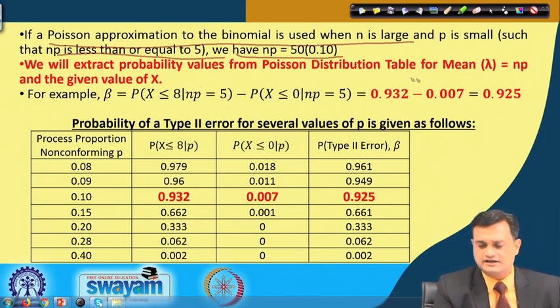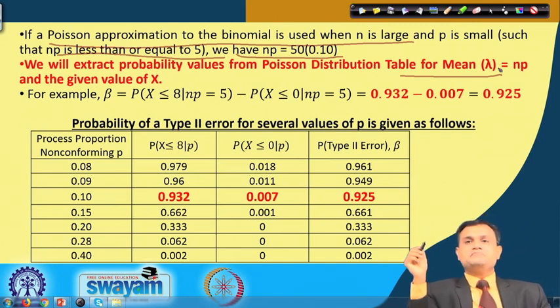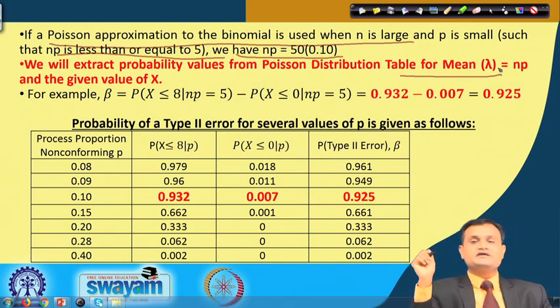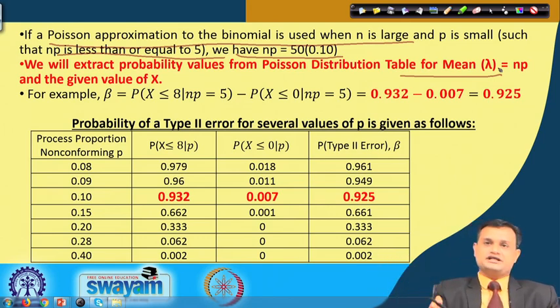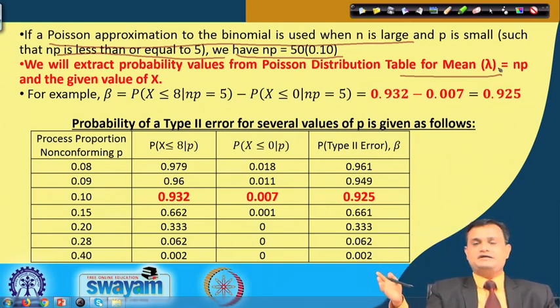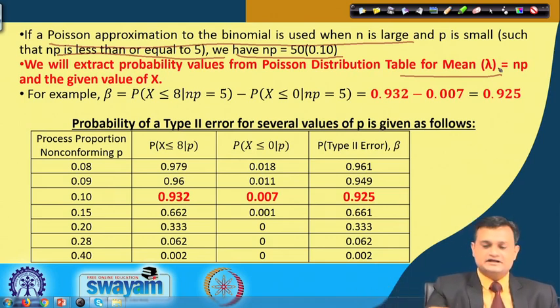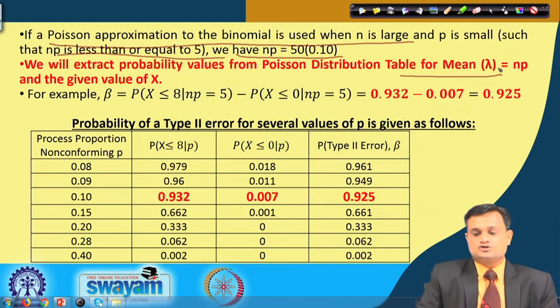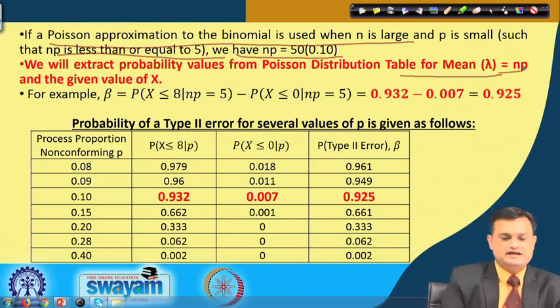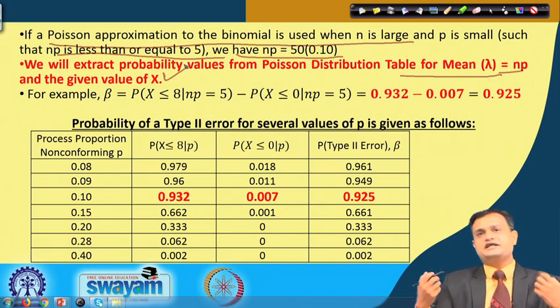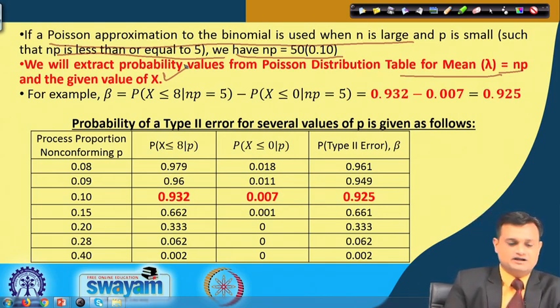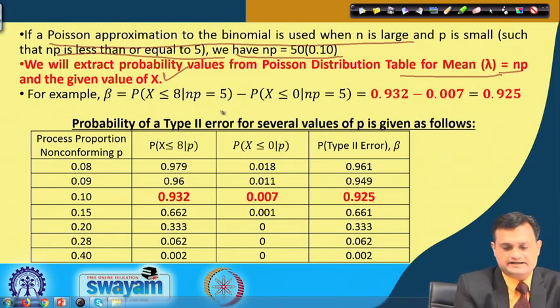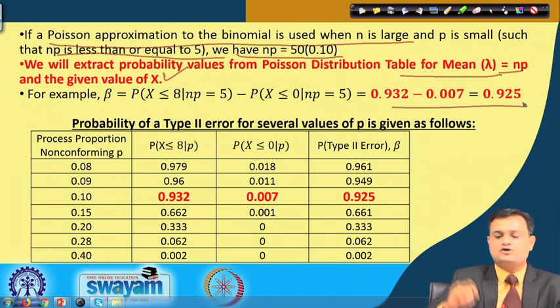So, what we have done here, we have extracted the values for mean lambda equal to np for the given value of x from the Poisson distribution table. You should be very much familiar with the use of Poisson distribution, binomial distribution, and normal distribution tables, so that you can read them very easily and the probability values are readily available. So, you have lambda equal to np, and for a given value of x I am extracting the values from the Poisson distribution table. For example, say probability x is less than or equal to 8, and this is basically computed like this.